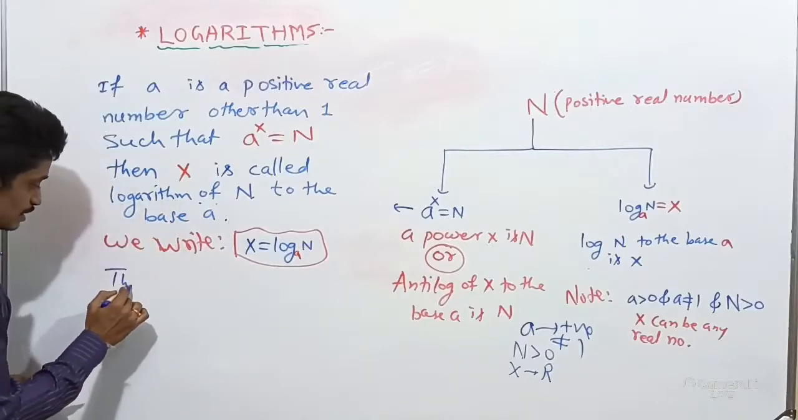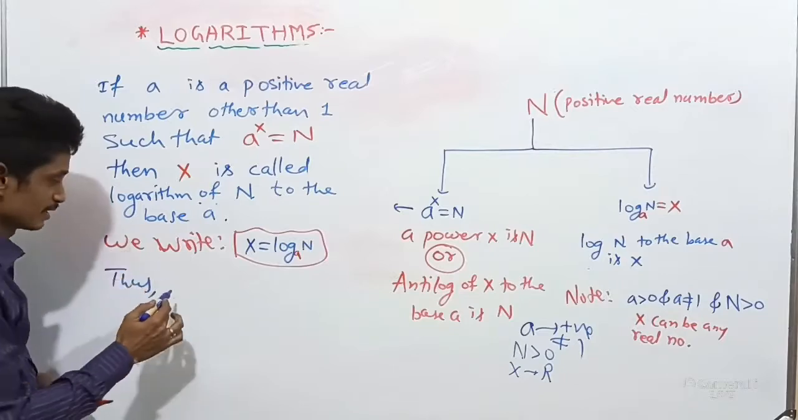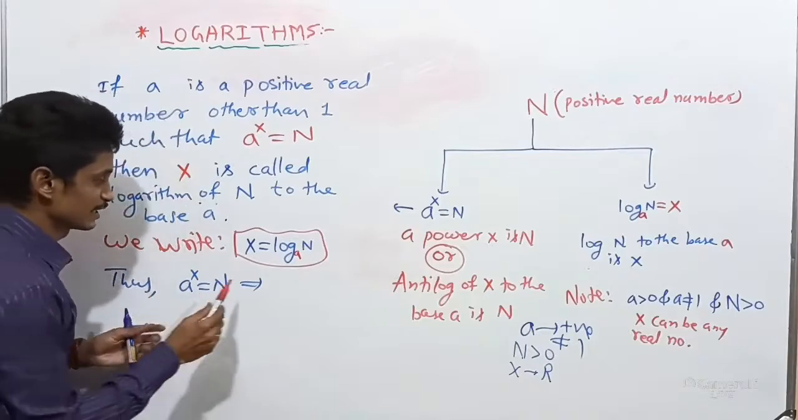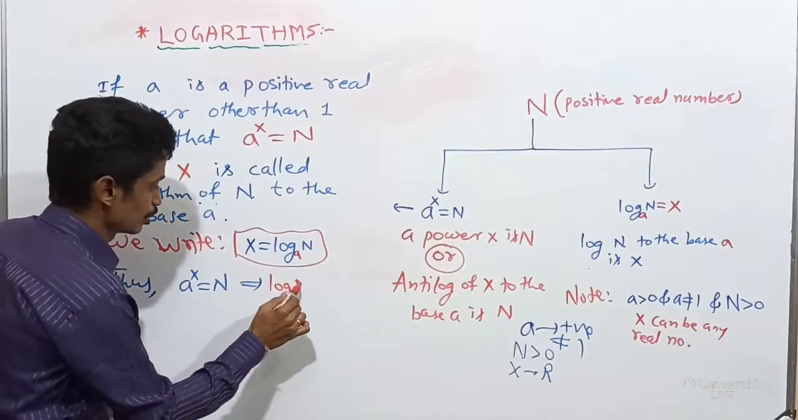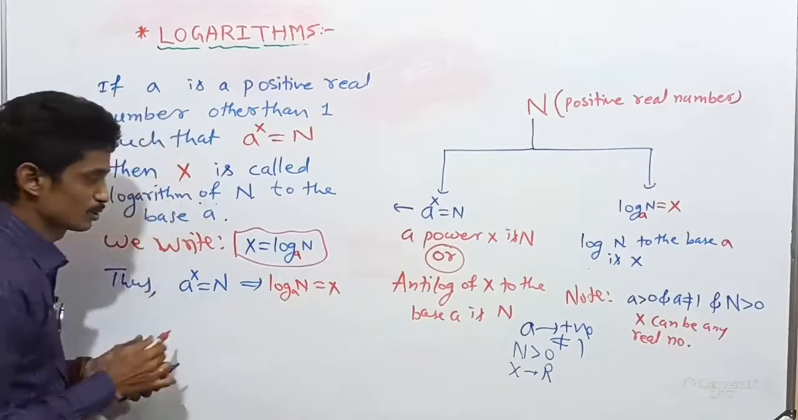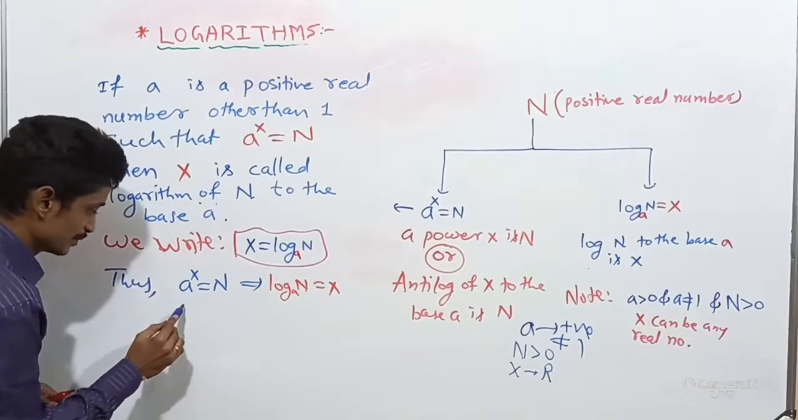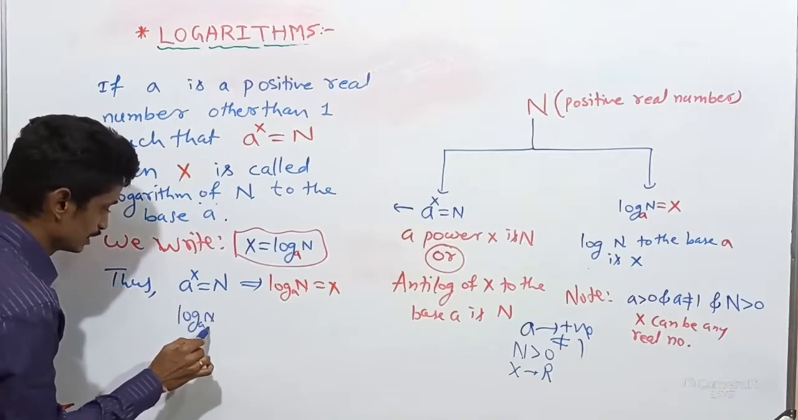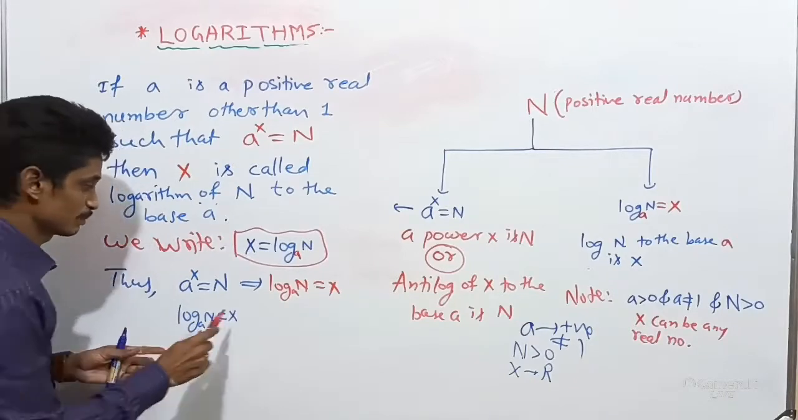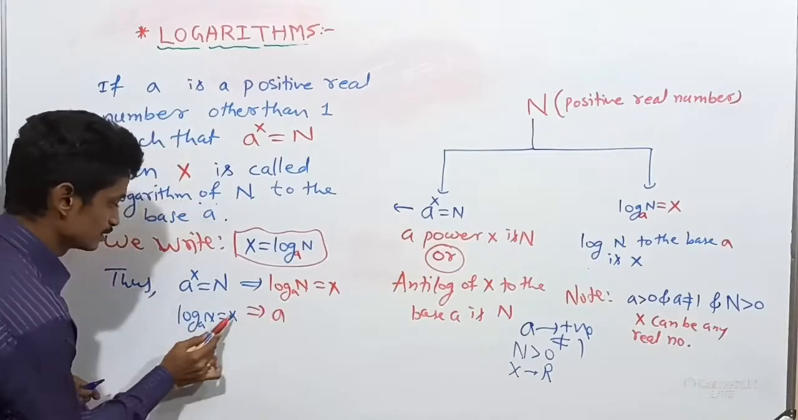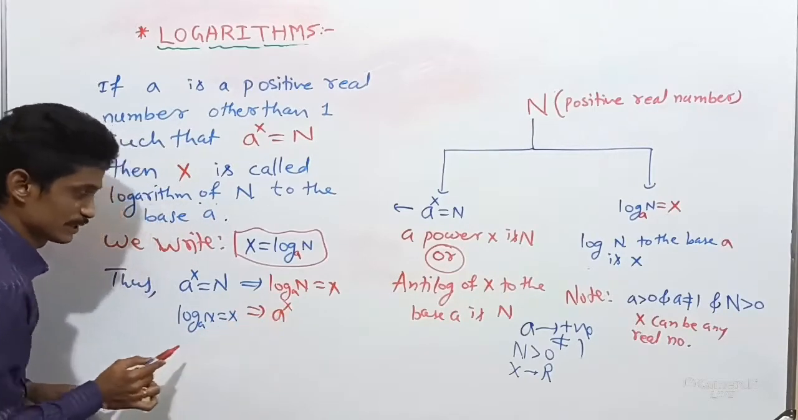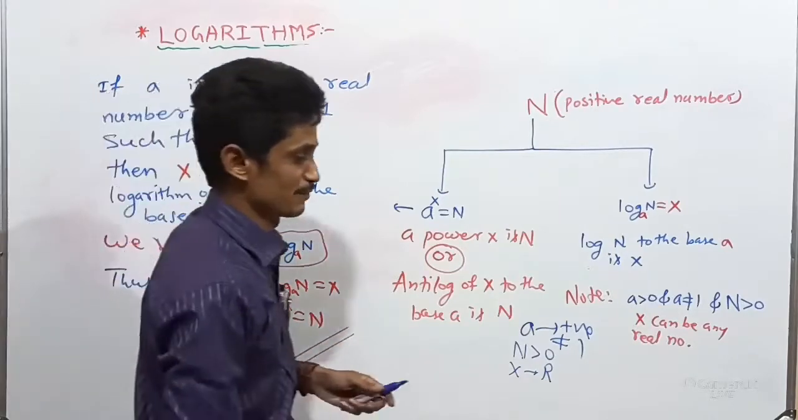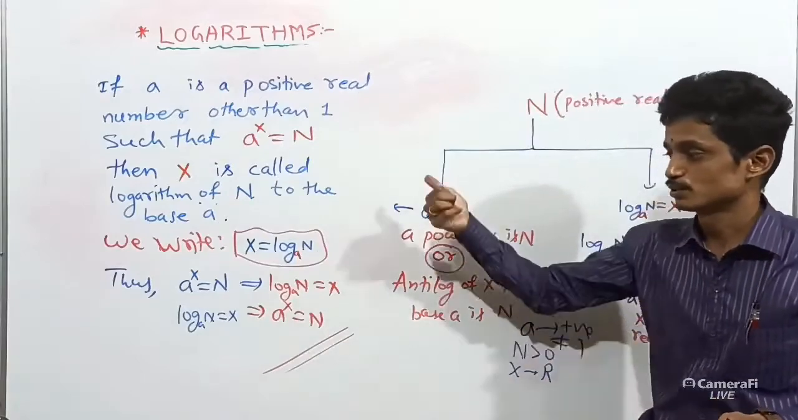Now, if you have a power x equal to n, how do we represent it? That is log n to the base a equal to x. And if you have log n to the base a equal to x, how do we represent it? a power x is equal to n. This is the representation of logarithms. Note it.